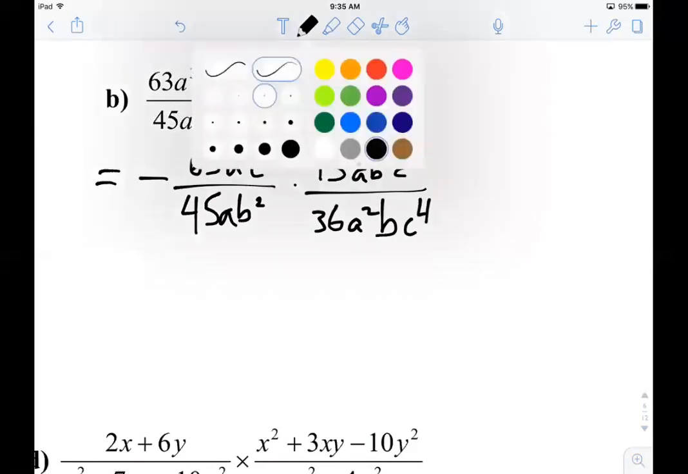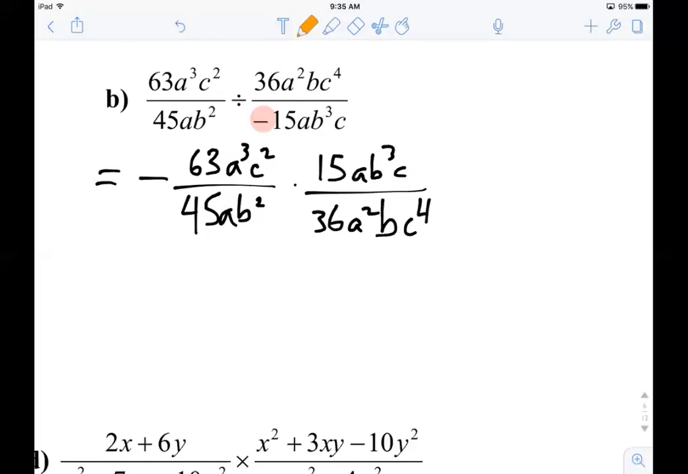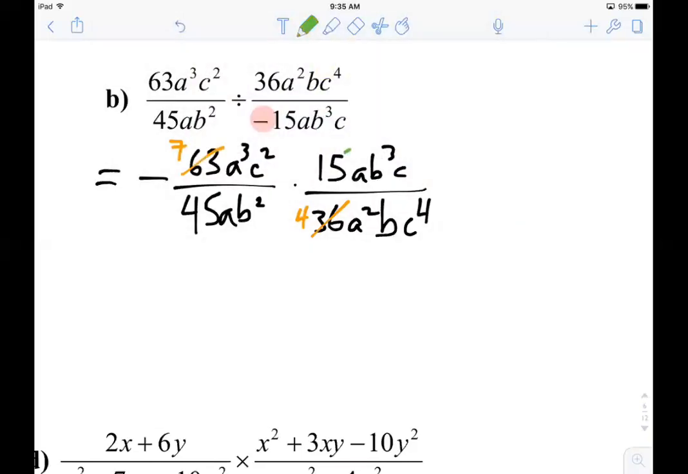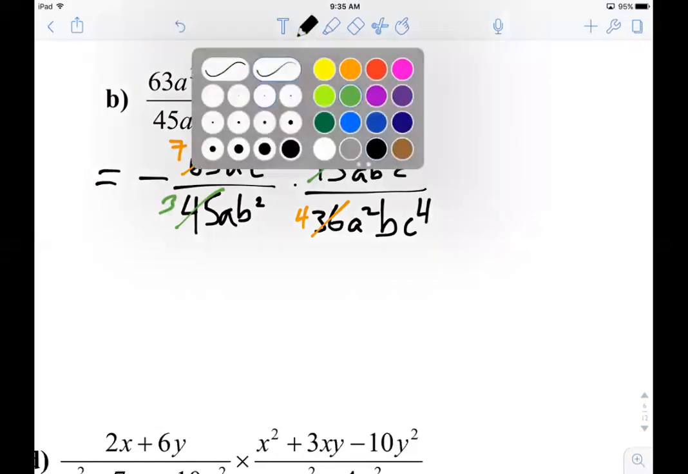So let's reduce the number parts first. If I want to, let's say, divide this 63 by 9, I can actually do that. If I divide that by 9, it leaves me with 7. And I can do that as long as I divide something else by 9 as well. Well, how about I divide this by 9 and leave a 4? I can do something else, though. I can also divide this by 15 to leave a 1, as long as I divide this by 15 to leave a 3.